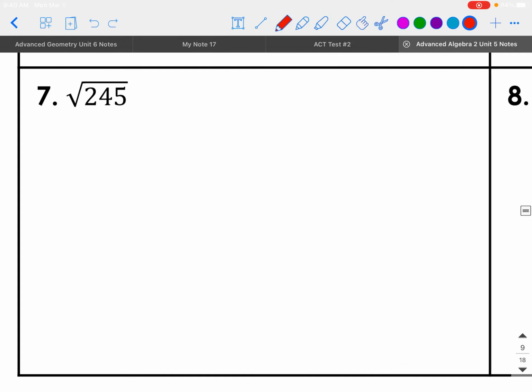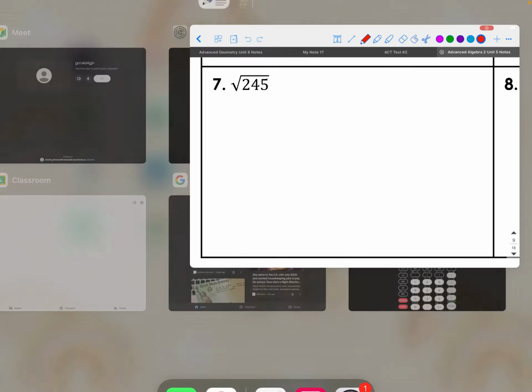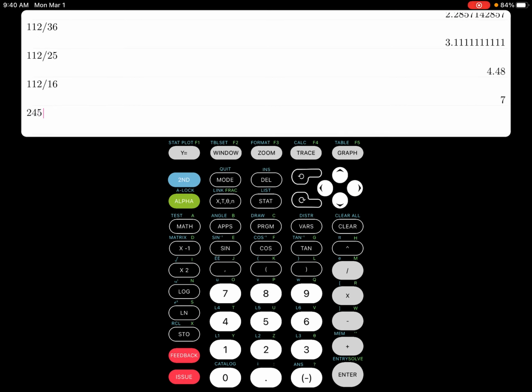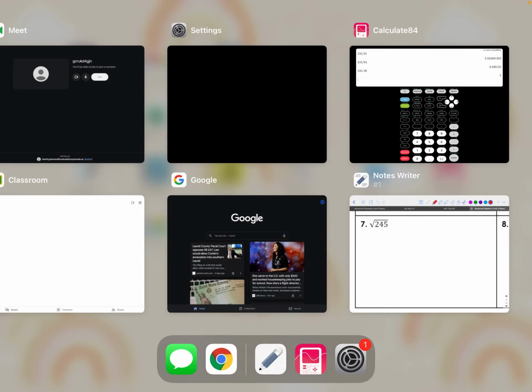All right, number 7, we have the square root of 245. So 245 divided by, let's see, let's try 121. Nope. 245 divided by, I'm not going to do 100, 81. Nope. 245 divided by 64. Nope. 245 divided by 49. There we go. 49 and 5.